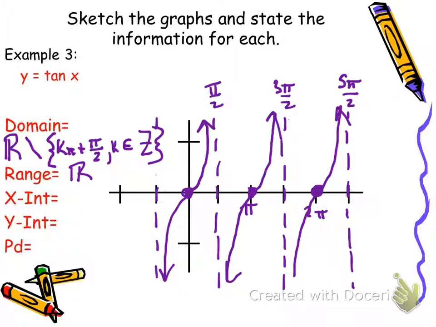The x-intercepts of the tangent function are the same as the x-intercepts for the sine function, right? 0, pi, 2 pi, 3 pi, 4 pi, 5 pi. How do we describe that for sine? All integer multiples of pi over 2. Excuse me, of pi. The y-intercept is 0.